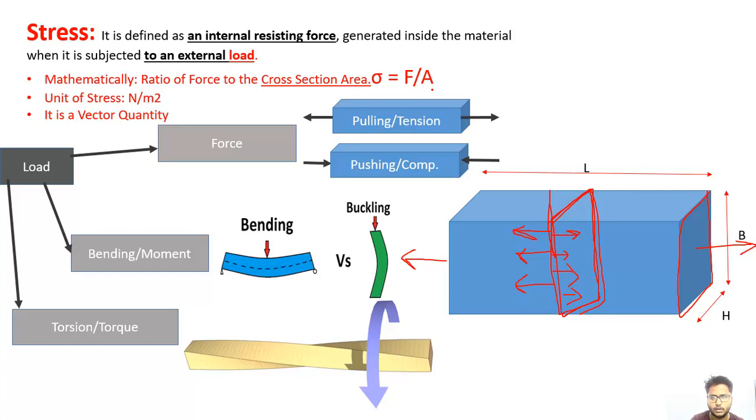So we will put the value of area, which is cross section. So what is area? Is it L into H? Is it L into B or is it B into H? It will be B into H only. Okay, only this is the cross section area in this case.